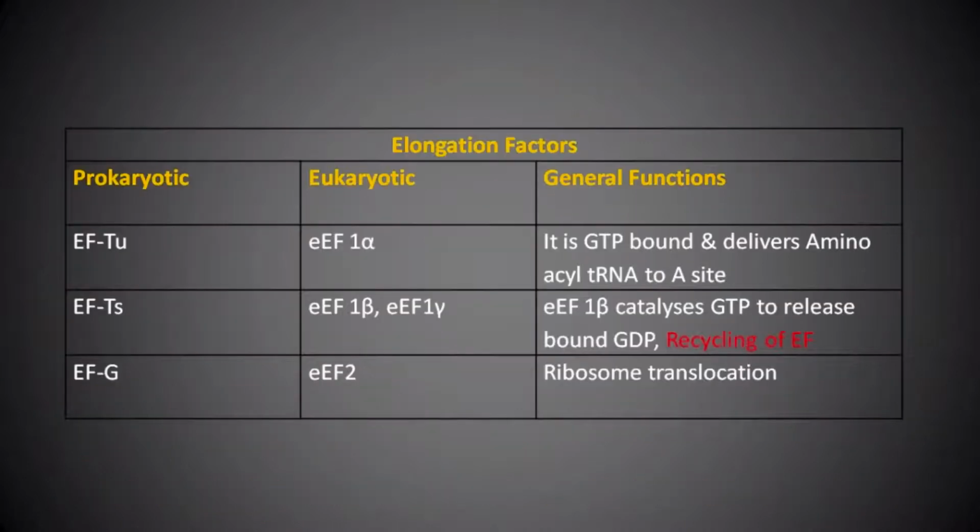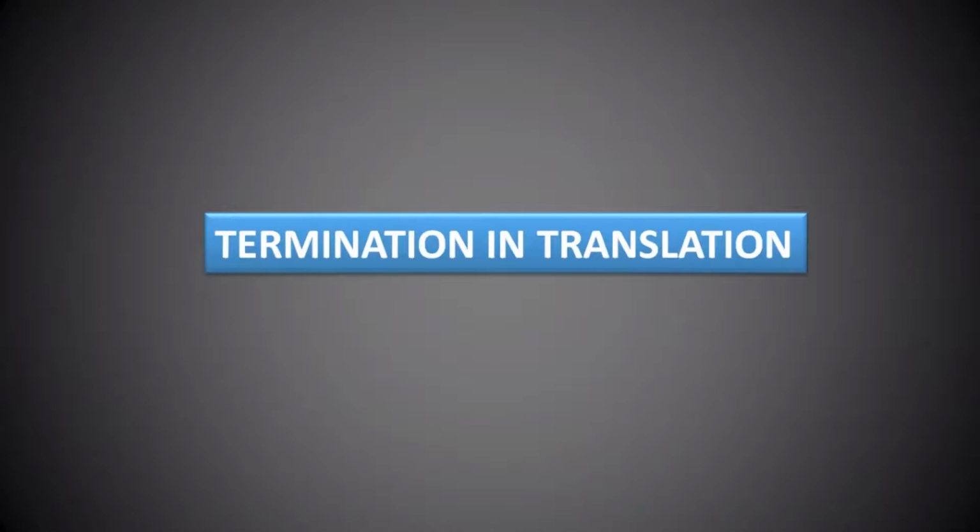So here I have listed the elongation factors which are required for prokaryotes and eukaryotes, with their general functions. The functions I have already discussed. The only difference is that in eukaryotes an e prefix is used, and instead of EF-Tu and EF-Ts it is alpha, beta and delta. And the translocation factor is EFG in prokaryotes, whereas in eukaryotes it is EF2 for ribosome translocation.